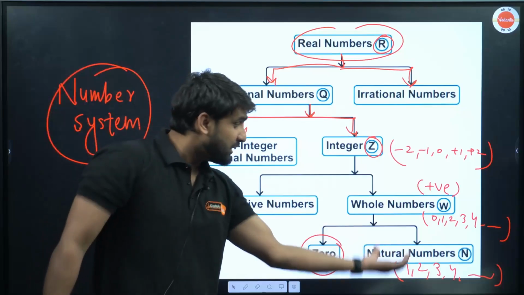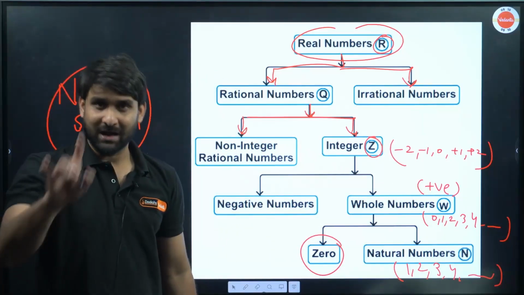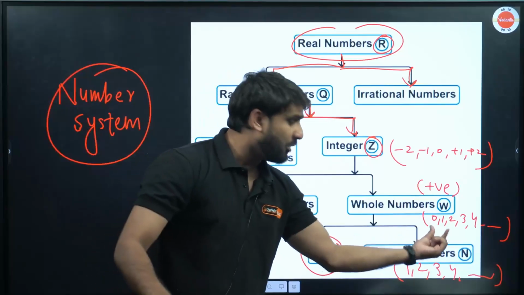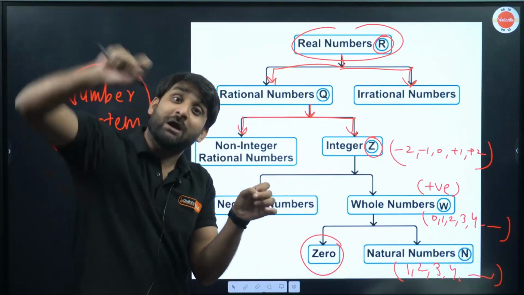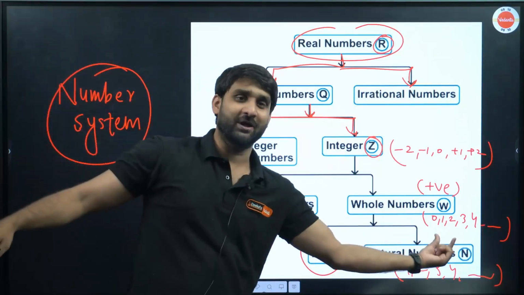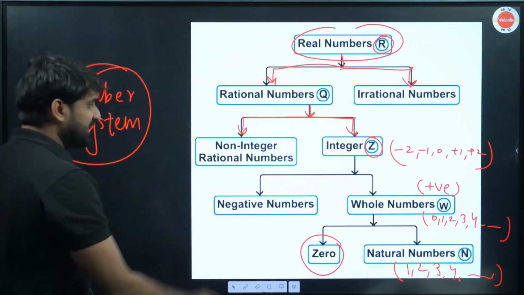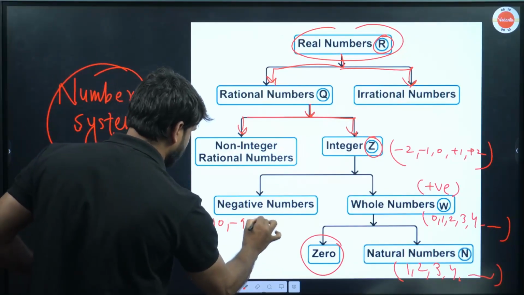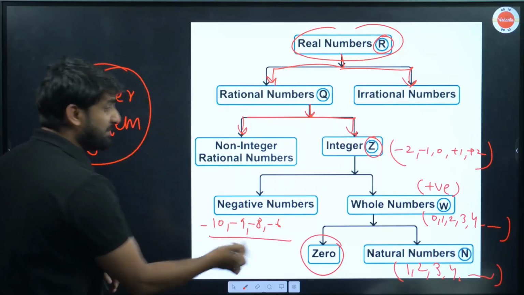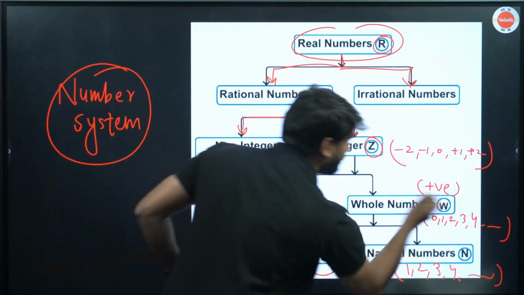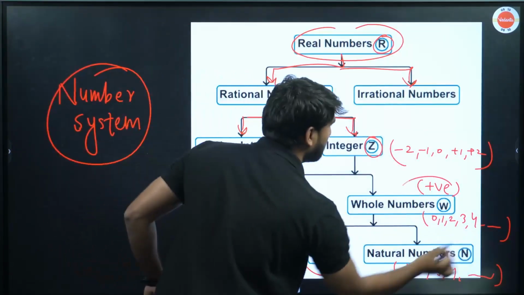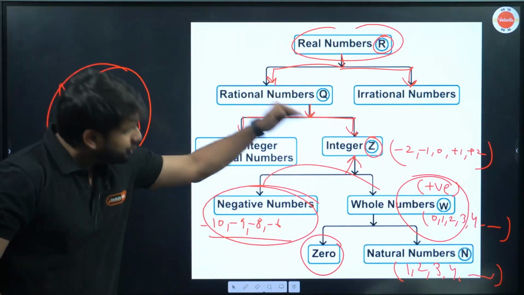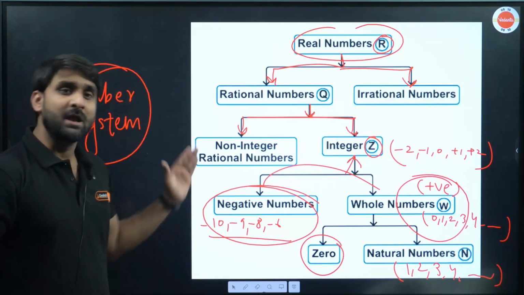So natural numbers come under whole numbers. Are you getting my point? Because natural numbers start from 1, and whole numbers are the combination of 0 and 1, 2, 3 and so on. Now these are the negative numbers, I mean minus 10, minus 9, minus 8, minus 6. Negative and positive numbers, both combined, give you the integers. So this is called integers. This is all about, my dear champion, the number system.